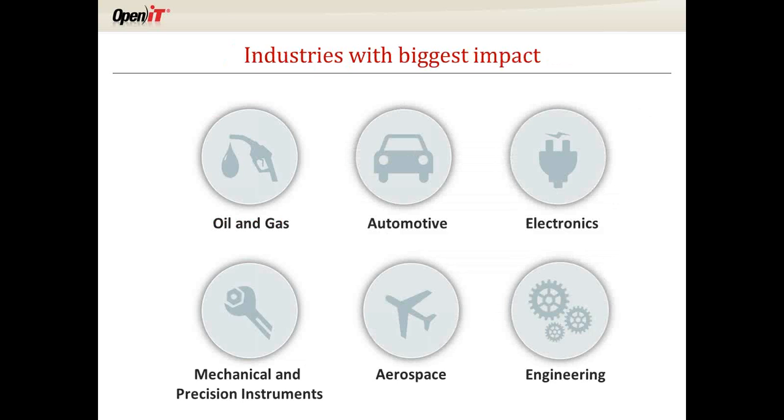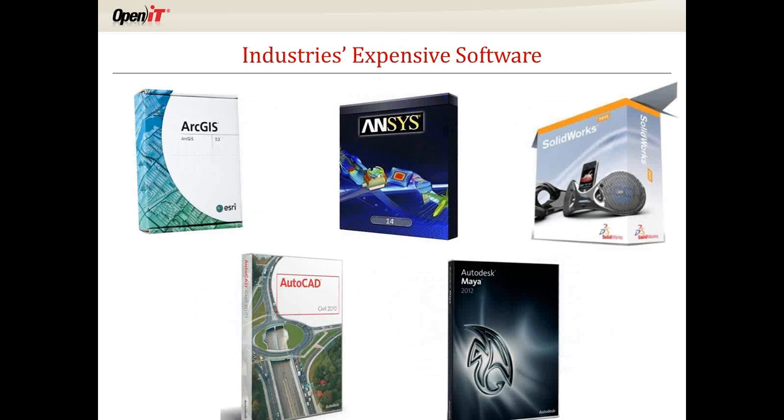And the reason is that, for example, in oil and gas, they have applications that could go up to $150,000 per single user. Same thing in automotive electronic, they might go up to $100,000. Oil and gas would be the number one, in my opinion and experience. But in these particular industries, here are some examples of software. These applications range from $40,000 to $150,000. So you can see why they might be early adopters.